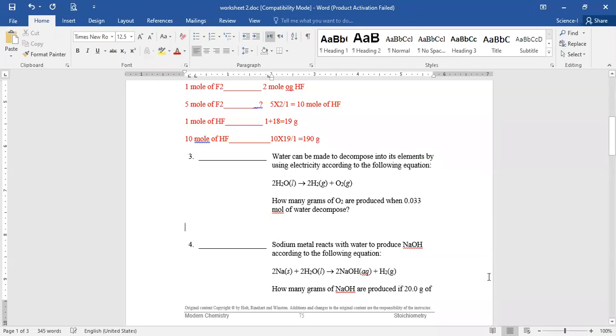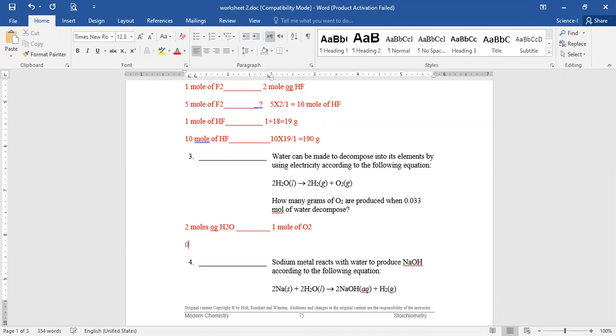Yes, miss. Let's start. How many grams? He asked how many grams of oxygen are produced when we use this amount of water. So first, regarding the equation, how many moles of water produce how many moles of oxygen? 2 moles of water producing 1 mole of oxygen. That's good, okay.